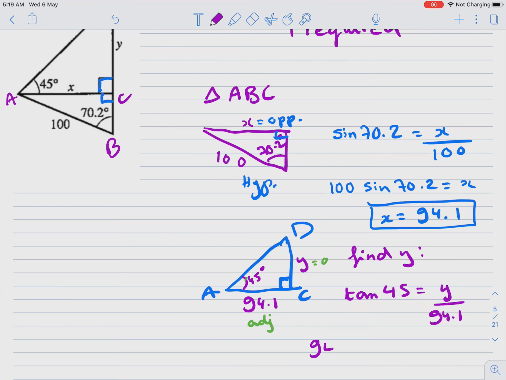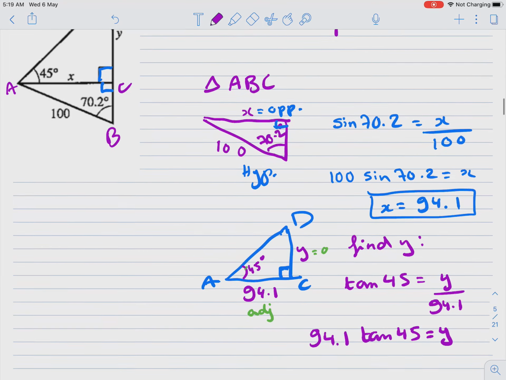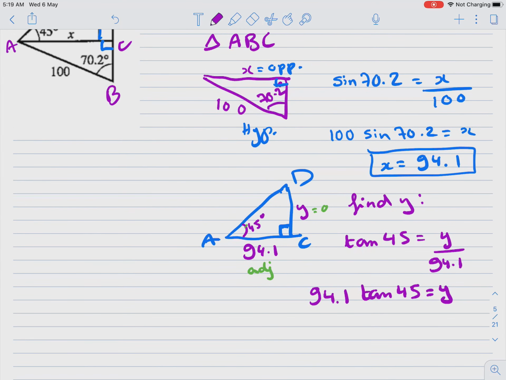Then 94.1 tan 45 is equal to y. So y equals, we calculate this, and it will equal 94.1.